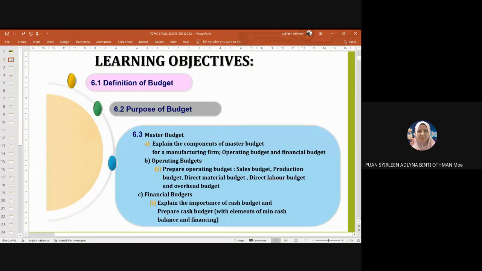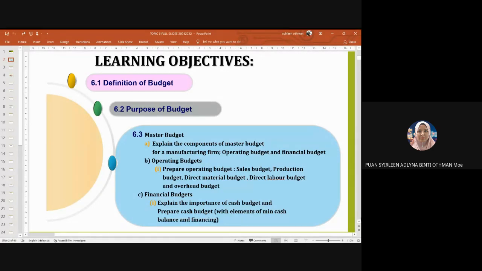So master budgets ni adalah budget dalam manufacturing firm lah. Because AA025 we are a manufacturing firm. So you will be doing all the operating budget, financial budgets as well. In your operating budgets, we'll go through 5 different budgets: sales budget, production budget, direct material budget, direct labor budget, and overhead budget. And then last part, kita akan buat financial budget lah, which is cash budget. Cash budget is something that you also learn in business.